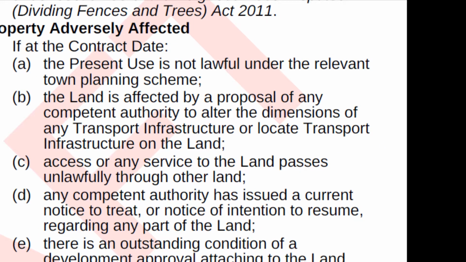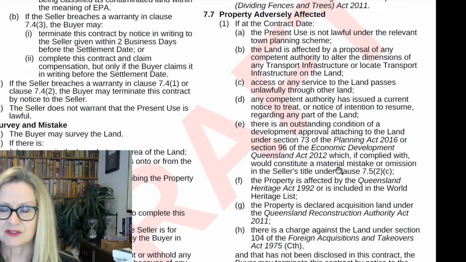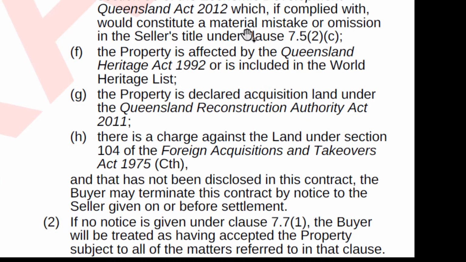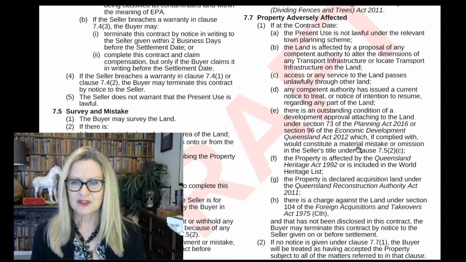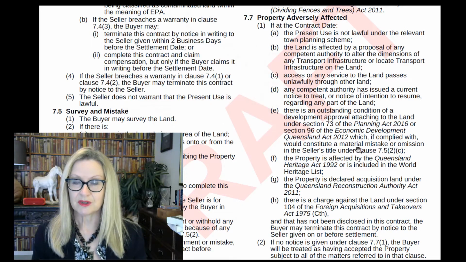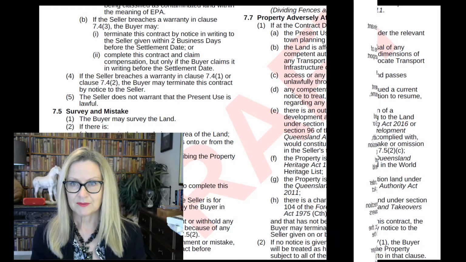If at the contract date you have any of these subparas A through H, and that has not been disclosed in this contract, the buyer may terminate by notice to the seller given on or before the settlement date. So if any of this stuff crops up anywhere between contract and settlement, then the buyer will be able to terminate.